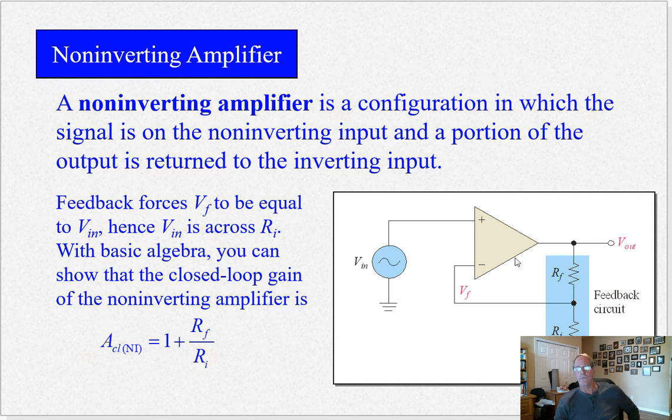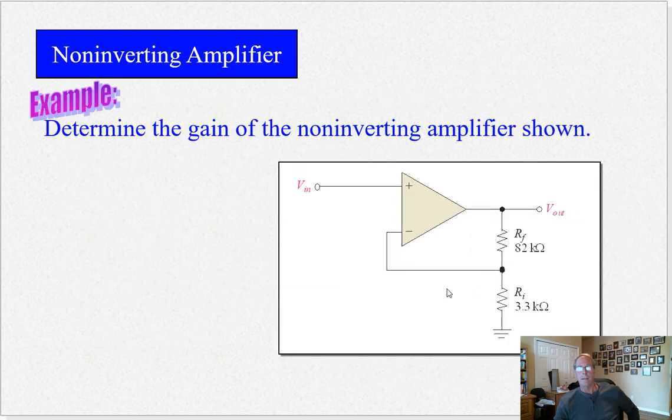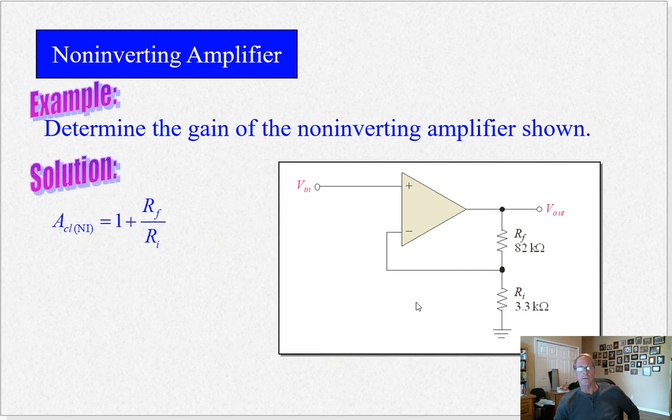Then one example was a gain of 2, the other was a gain of 10. You can even have a gain of 100. And so we're going to determine the gain of this non-inverting amplifier. There's the equation, and 82K divided by 3.3K gives 24.8, this quotient here, and plus 1 gives 25.8.